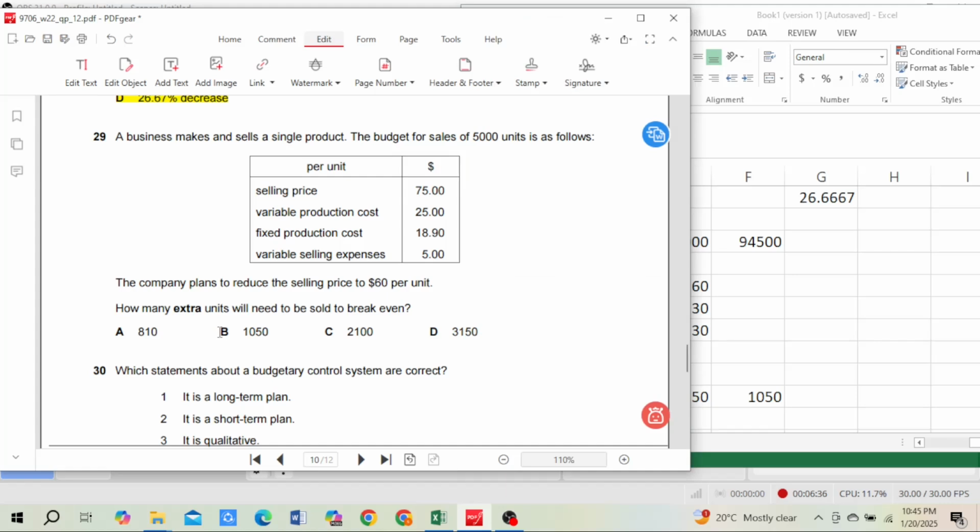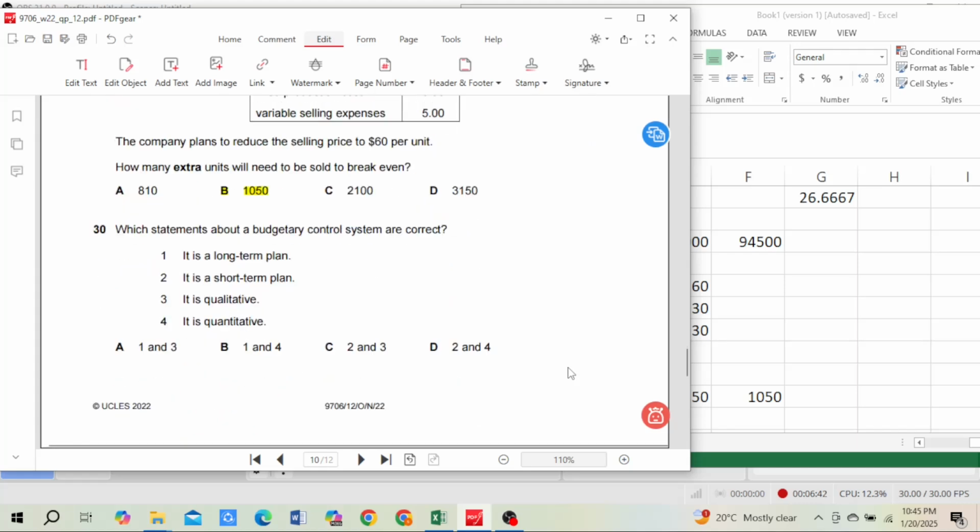So the correct answer is option B, 1,050 units.